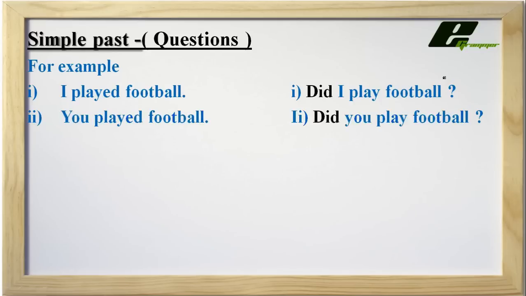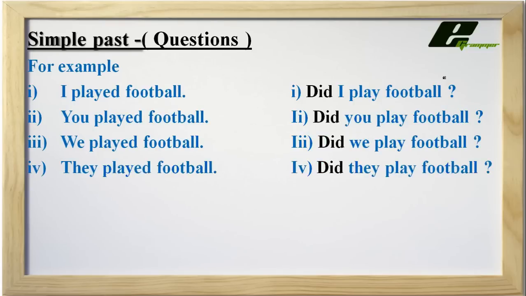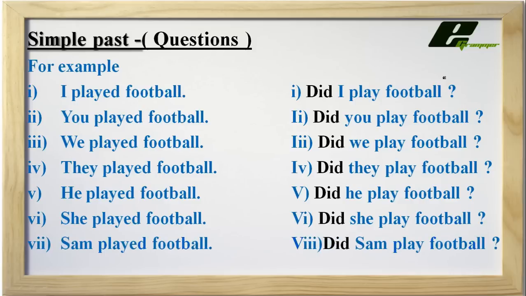See another example for this. You played football. Did you play football? We played football. Did we play football? They played football. Did they play football? He played football. Did he play football? She played football. Did she play football? Sam played football. Did Sam play football? Understood? When we use did at the beginning of the sentence and its verb becomes a base form of the verb, that time that sentence becomes a question, only in simple past tense. Understood?